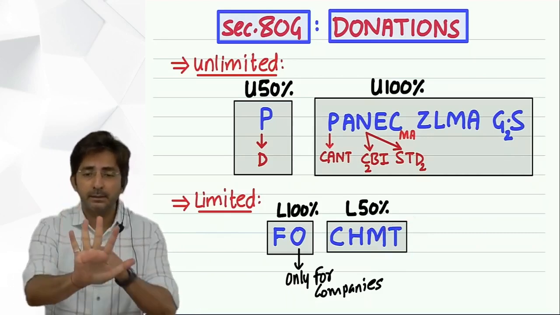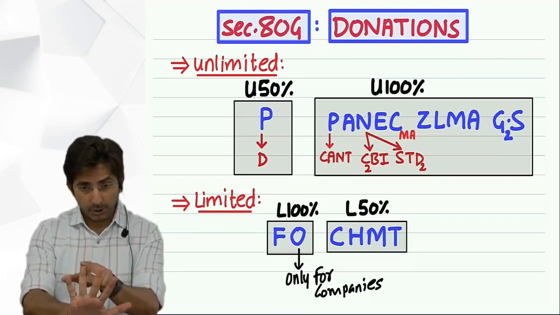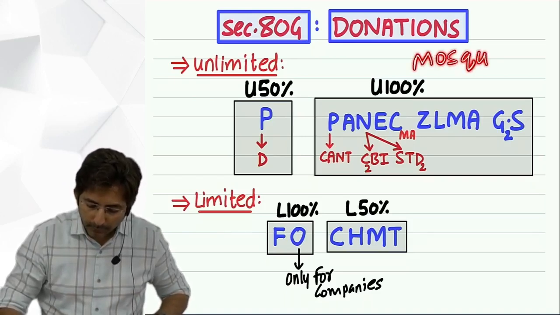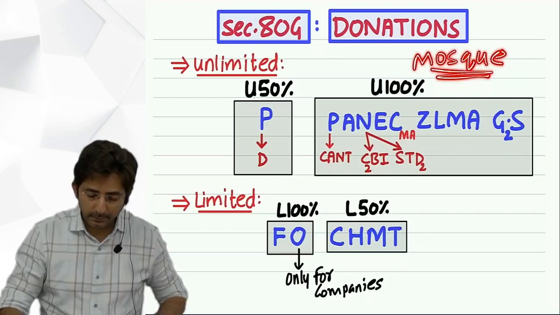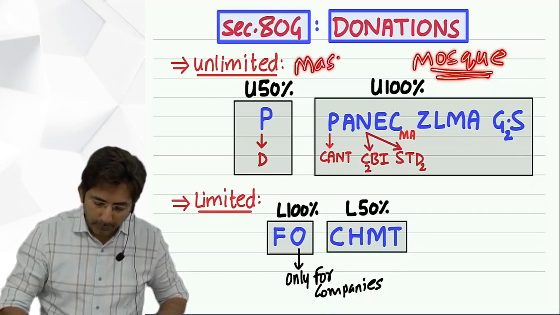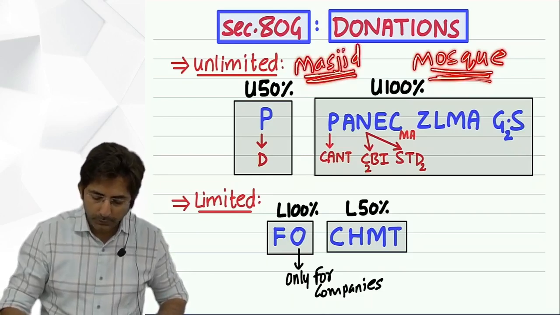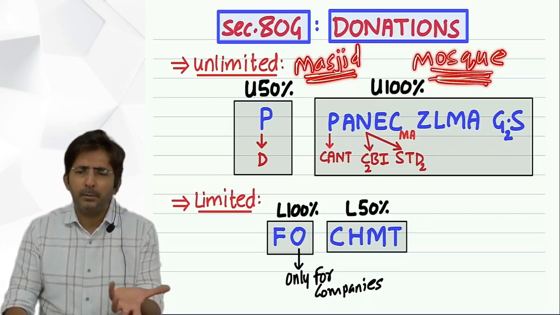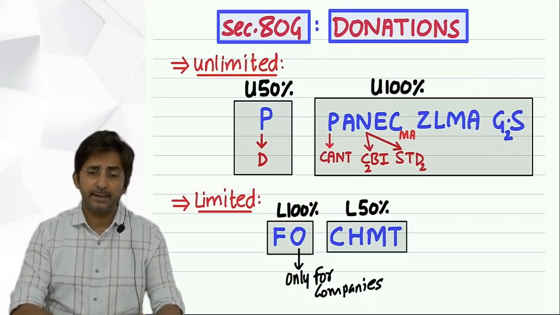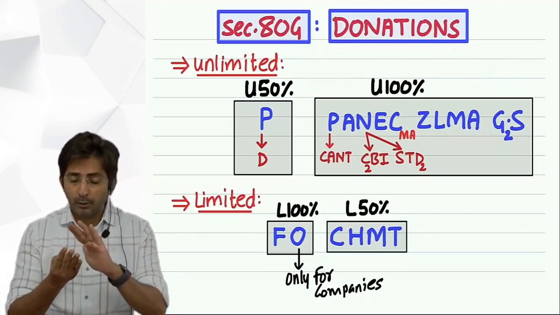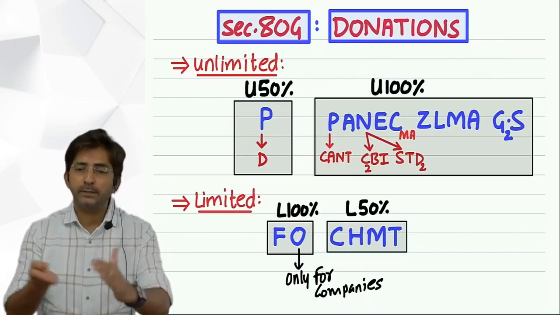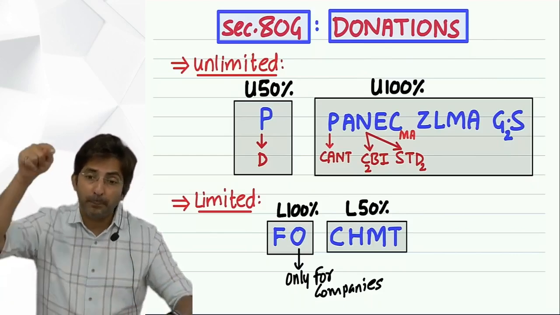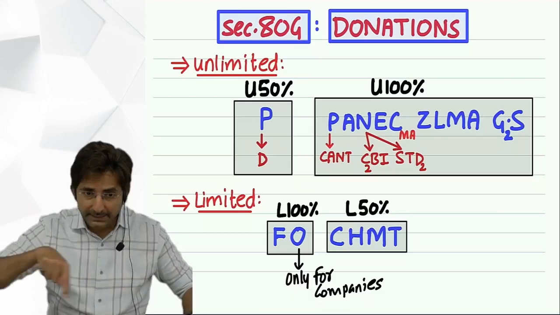I said 5 places. Temples, you know temples, church, mosque. How do you spell mosque? Mosque means we say masjid. It is a place where Muslim people worship. Mosque is the proper term. So tell me which places I said. Temples, church, mosque, gurudwara. Gurudwara is a place of worship of Sikh people. And then historical places. You have to give donation for the repairs of these areas.